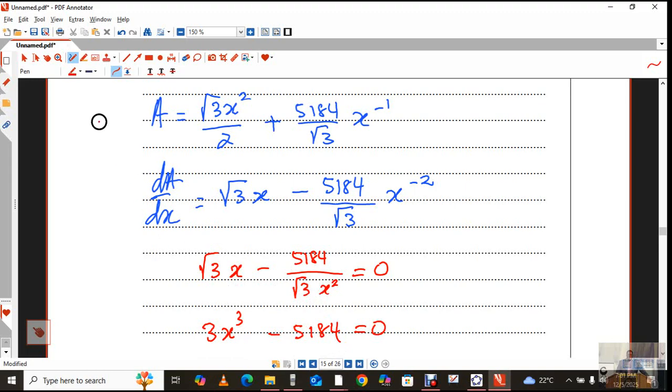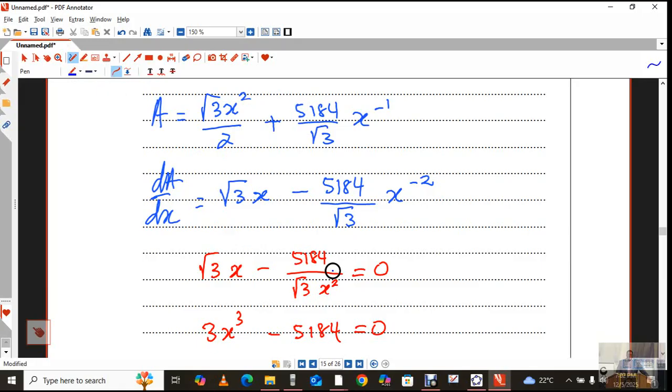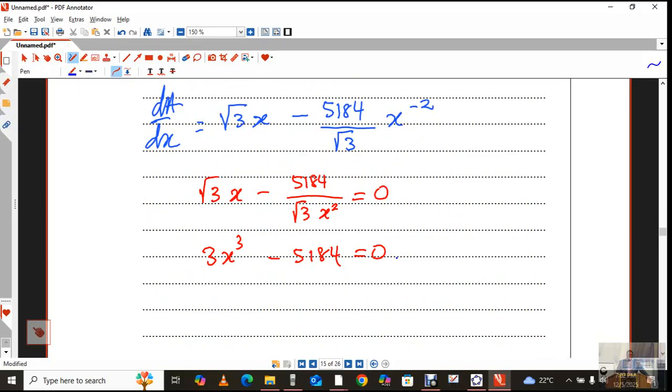Because what you are doing is multiplying both sides by root 3 times x squared. Multiplying this by root 3 times x squared gives you 3x cubed. Multiplying this to cancel, anything with 0 just gives you 0. So from here, you will realize that this is a cube number now, that x cubed will be 5184, because it becomes positive, divided by 3.